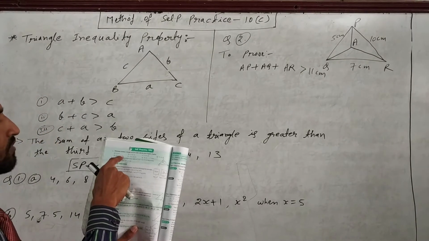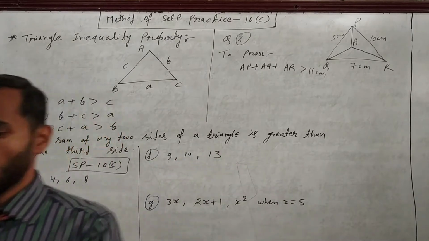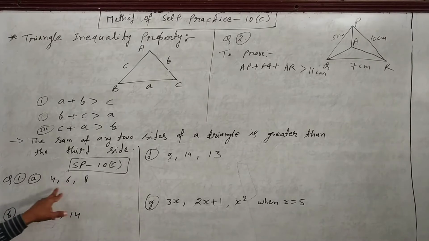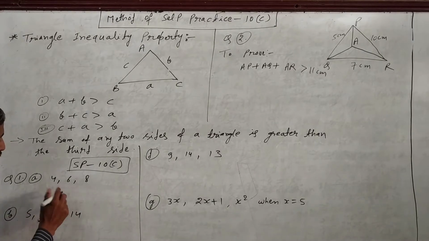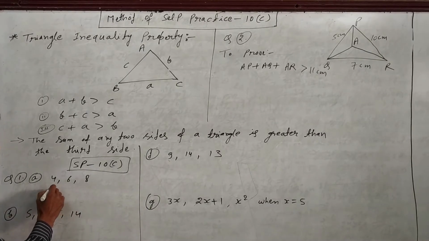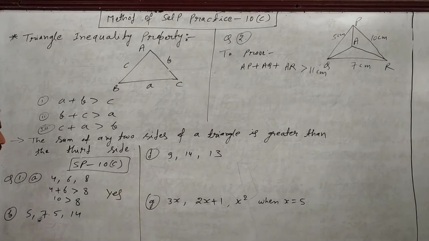So just you see here, determine whether a triangle can have sides with the given lengths. Explain. Three sides are given here, 4, 6 and 8. If we add the sum of two sides, 6 plus 4 will be 10. 4 plus 6 is greater than 8. It means 10 is greater than 8. So the answer will be yes. Either you can take any one, but I have taken the smallest value. So these values are possible for a triangle.